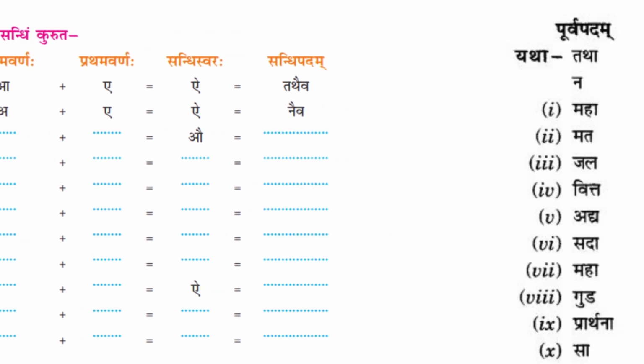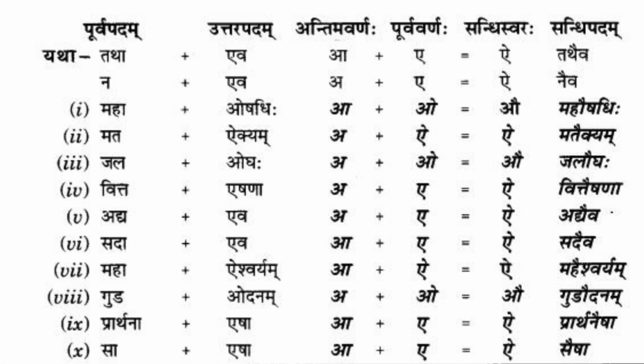Maha plus oshadhihi. A plus o will be au, according to Vridhi Sandhi rules, as in all these examples. So, mahaushadihi. The o matra becomes the au matra. Mata plus aikyam. The ai matra will come above ta. Mataikyam. Jala plus oghaha, jalaughaha. Again, the o matra changes into the au matra.